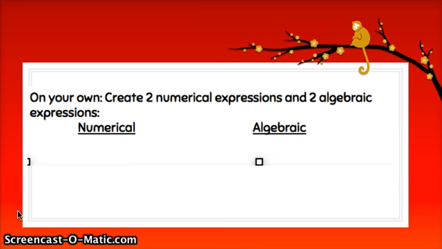You will complete the rest of the notes on your own. Underneath the examples, you will see that you are required to create 2 numerical expressions and 2 algebraic expressions. In the first column, you will write 2 numerical expressions, and you have examples in your notes to refer to, or you can look back at the definition, and the same goes for algebraic. Create 2 algebraic expressions. So you will create a total of 4 expressions, 2 numerical and 2 algebraic.